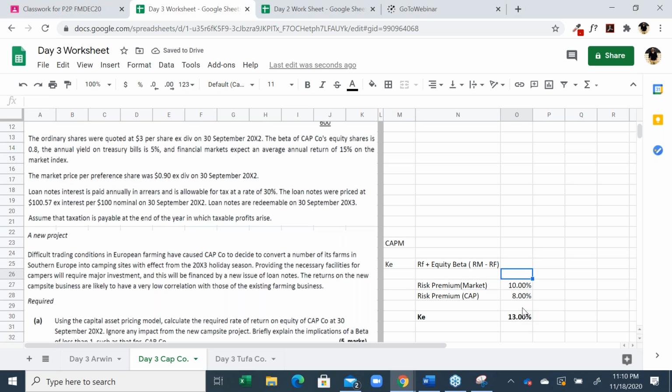Now let me directly calculate it with the help of the formula. The formula says it should be the risk-free return, that's 5%, plus equity beta, which is 0.8, times market return, which is 15%, minus the risk-free return, which is 5%. So if we just put it in the formula, we'll get the same figure. That's 13%. I hope it's clear now.